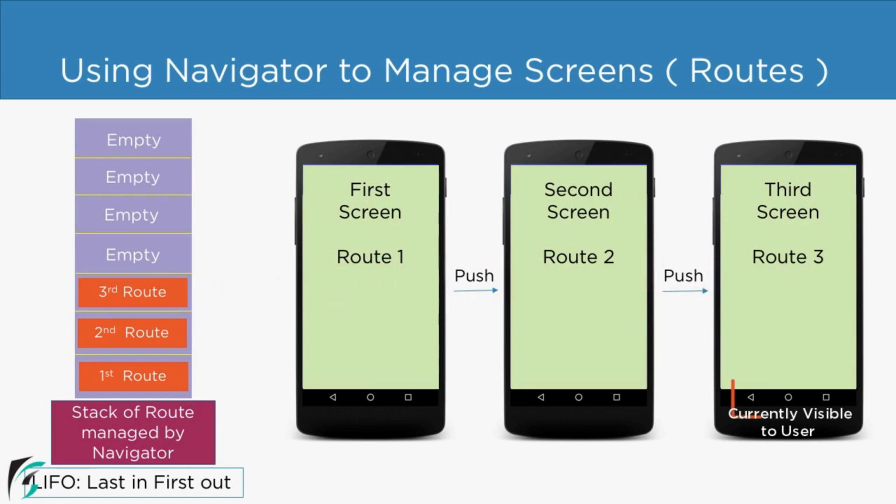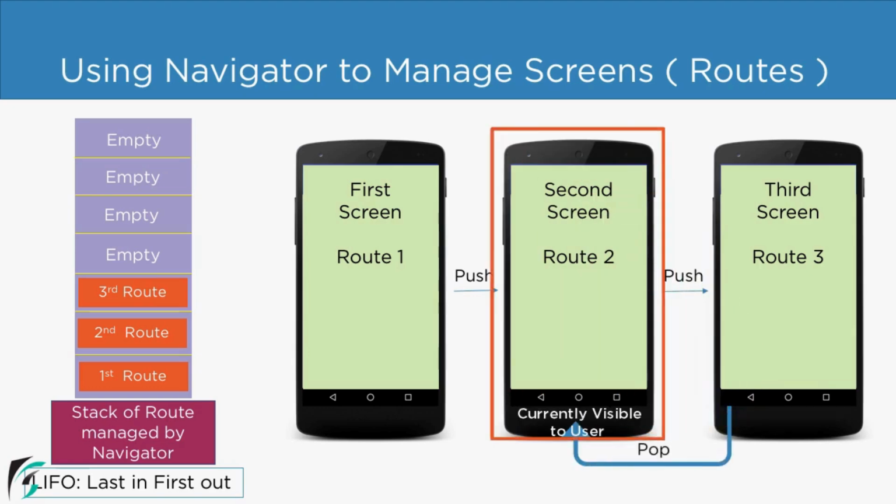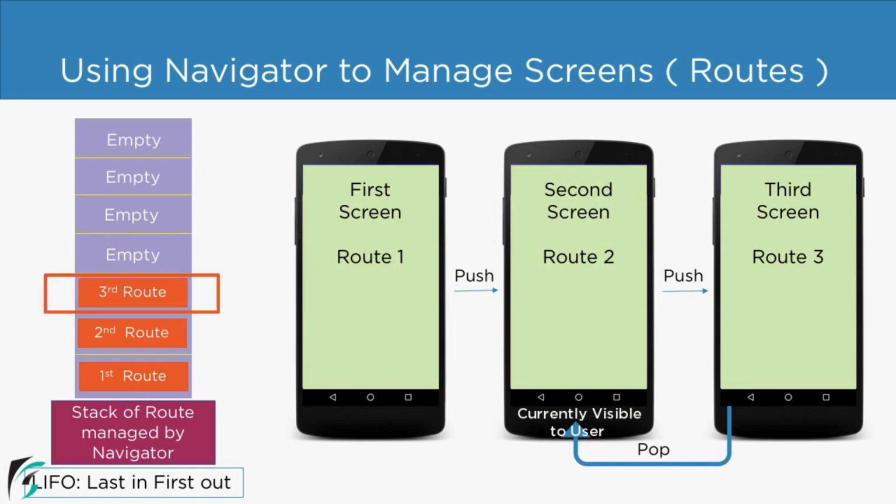Now suppose the user presses the back button. So in that case, what will happen? He will again navigate back to route 2. And in this case, we will perform the pop operation. So here from the stack, the third route will be removed. And now route 2 will be visible to the user.